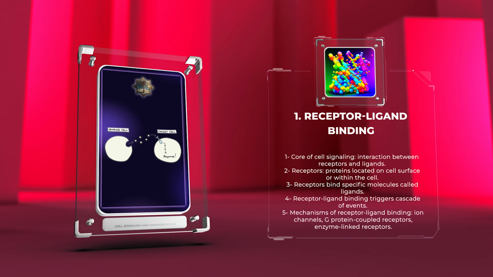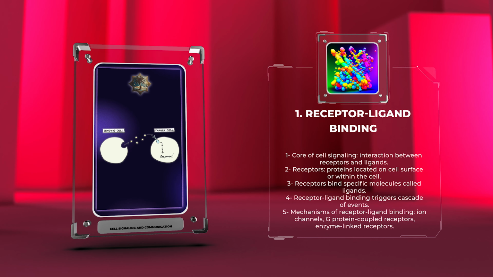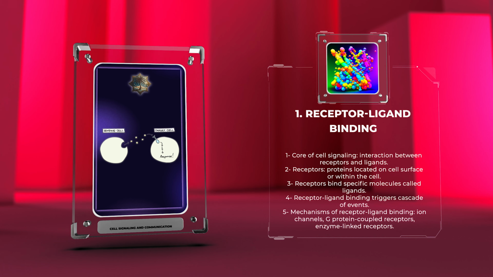Receptor-ligand binding can occur through various mechanisms, such as ion channels, G-protein coupled receptors, or enzyme-linked receptors. Each receptor type has its own unique characteristics and signaling capabilities.